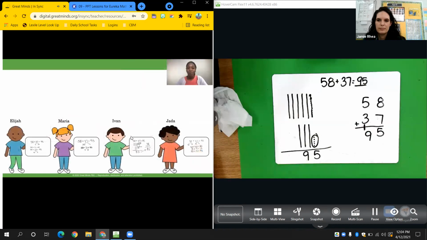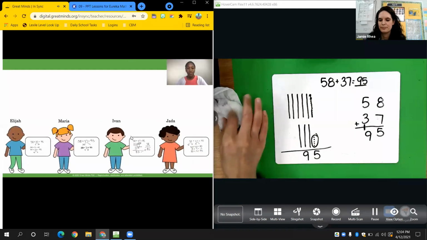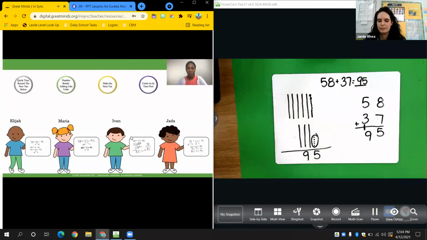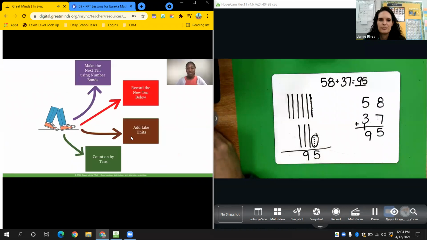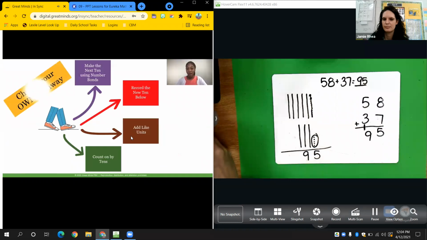So now we had the opportunity to explore 4 different strategies that our students used. Elijah made the next 10. Maria counted on 10s. Ivan recorded the new 10 below. And Jada used number bonds to add like units.